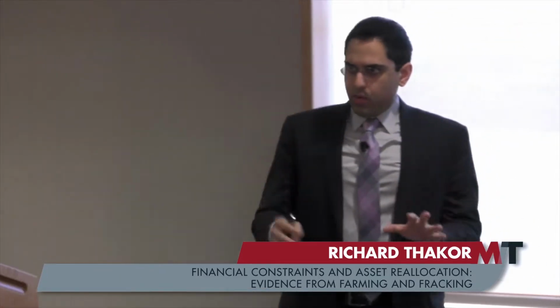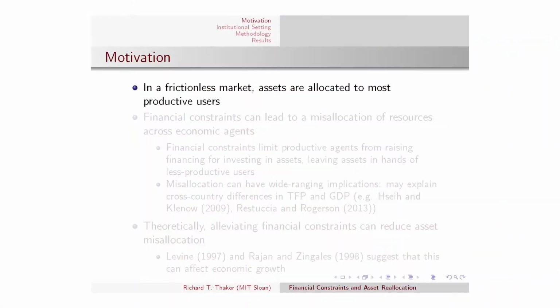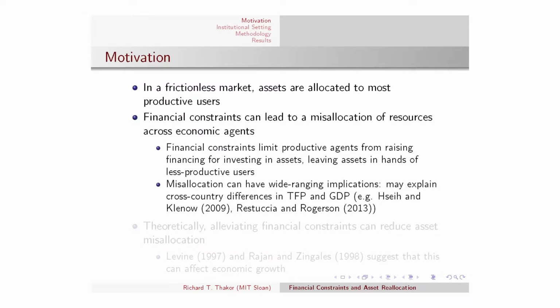So to give some background for what I'm doing here, in an ideal marketplace, resources or assets will be allocated to the best users of those assets. However, if those users are financially constrained, or in other words, if they're unable to raise enough money to invest in those assets, then those assets may be held by less productive users. This misallocation of resources can have wide-ranging implications and can even explain differences in factor productivity between countries and also things such as GDP.